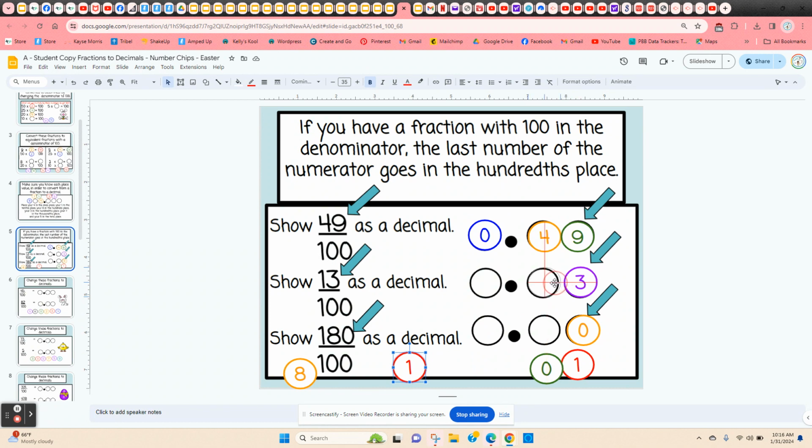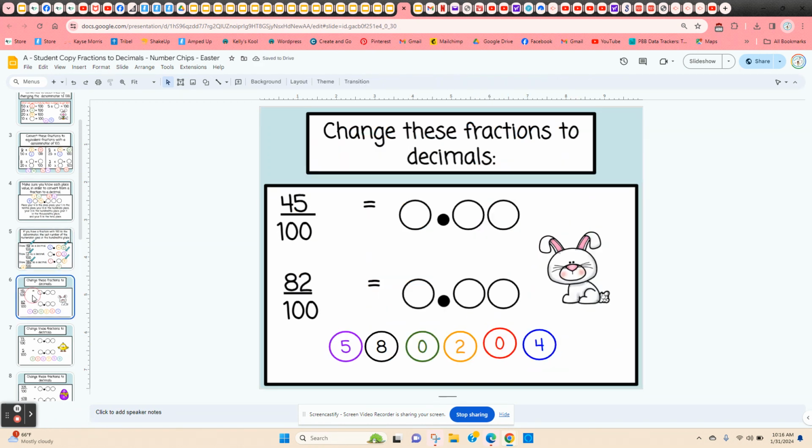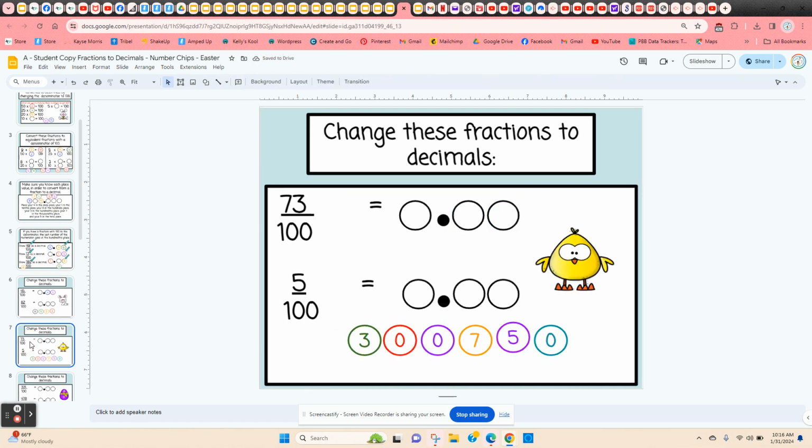Same thing with the other two. Once we place these numbers, then we just place the other numbers in order. So students are going to be doing that on the next slide. 45 hundredths, that 5 has to go in the hundredths place. So they're going to show these two as decimals. Same thing on the next slide. We've got this one, they need to be a little bit careful. That 5 has to go in the hundredths place. And then we fill in the other two with zeros.